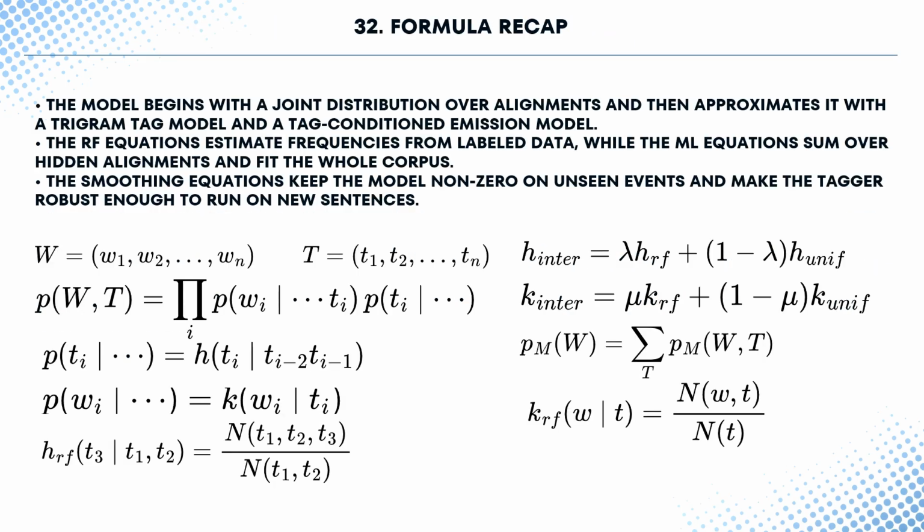Let's quickly summarize the model mathematically. The model is a joint distribution, probability of W comma T, and approximations are the trigram tag model and the emission model. For training, RF gives direct counting, while ML is hidden variable estimation. Smoothing ensures robustness for unseen events. We can see the various formulas used in this slide.